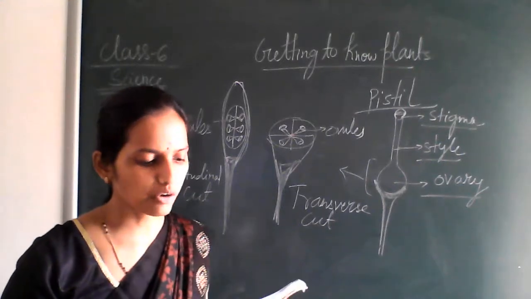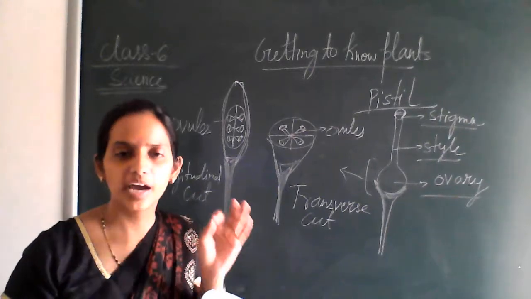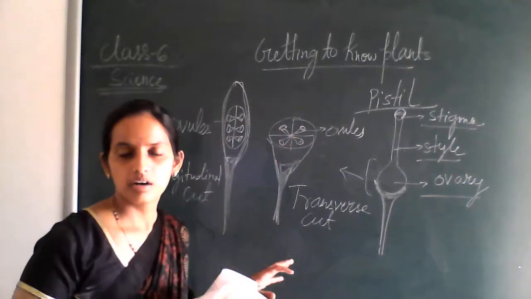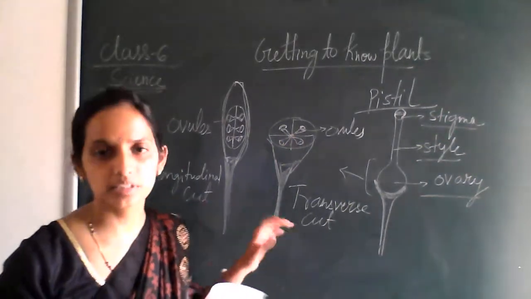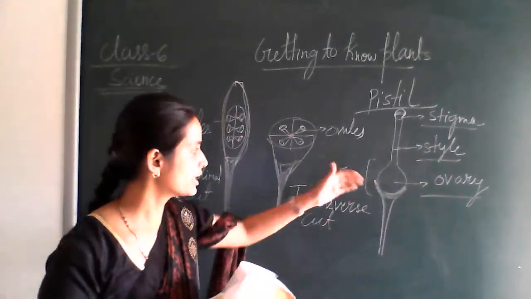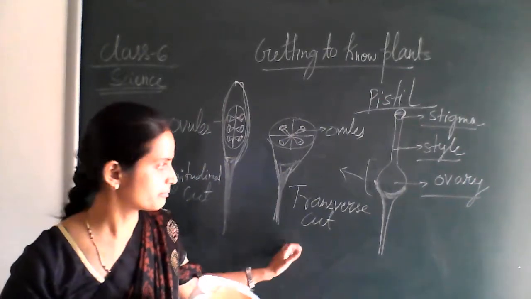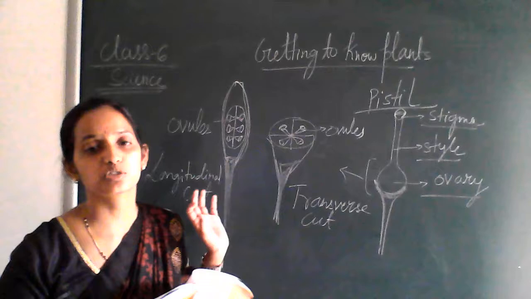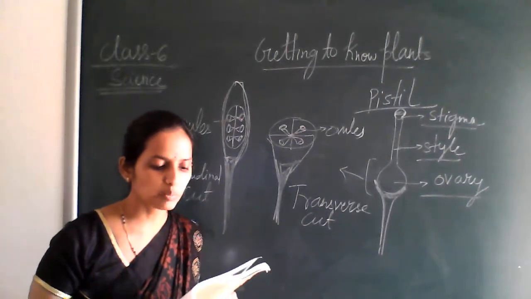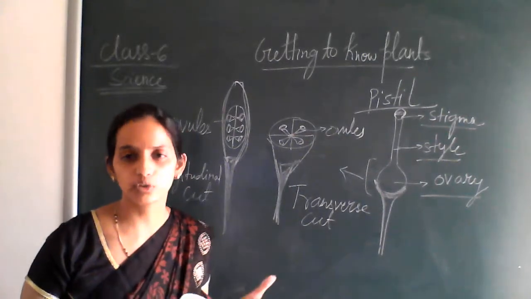Observe the inner part of the ovary using the lens. As they are very small, we have to use the lens to observe these ovules. In which part? That is your pistil part. In the pistil part we have the ovary, and we are removing the ovary and cutting that ovary part in a longitudinal cut and a transverse cut. Right? In the ovary we have the presence of ovules. Now, do you see some small bead-like structures inside the ovary? So they are called ovules.